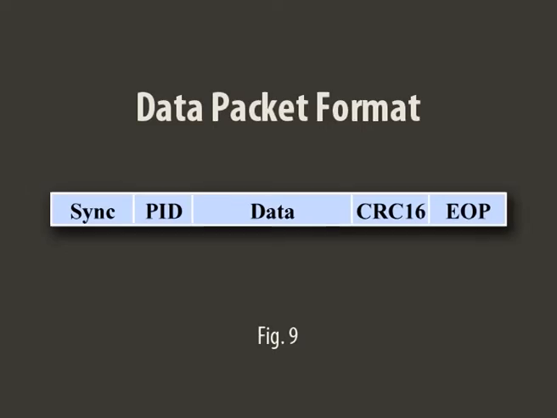A packet consists of different fields having 1 or more bytes. For example, the data packet format is shown in figure 9. Sync field contains 8 bits followed by 8-bit packet identifier or number PID. This is followed by up to 1032 bytes of data. The packet is terminated by 2 bytes CRC error detection code and end of packet byte EOP.